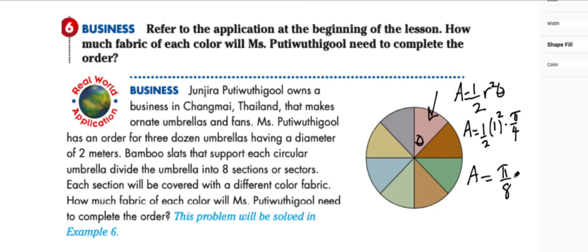What are we dealing with? Pi over 8 meters squared, since our information was in meters. Do we need to do it in decimals? Nah, let's just leave it like that.